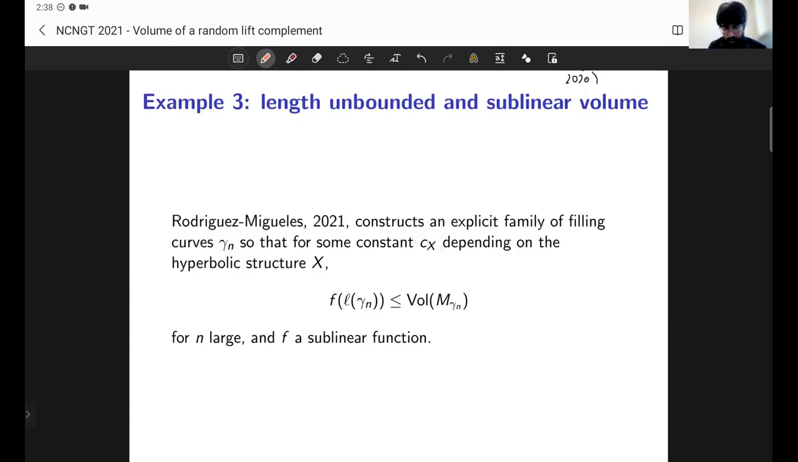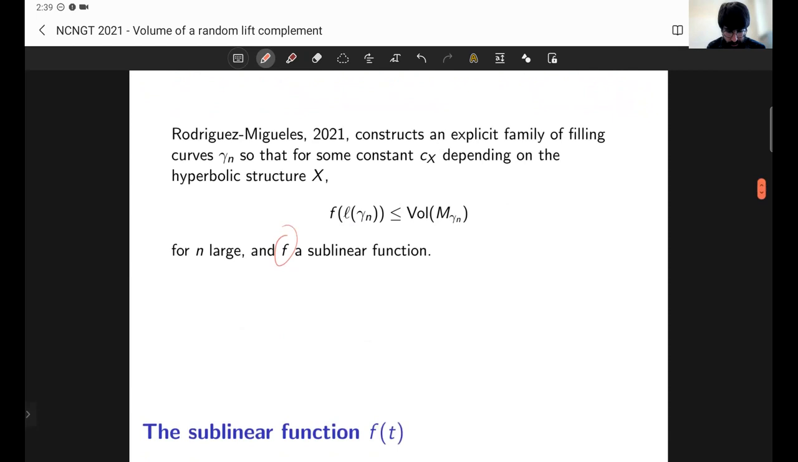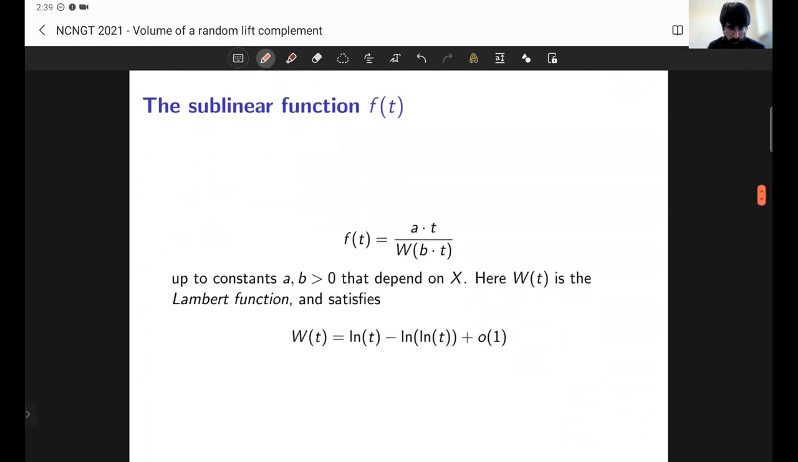What he can show is that for some constant that depends on the hyperbolic structure X, he can construct a family of filling curves for which you can give a lower bound in terms of some sublinear function f for its hyperbolic volume. And this sublinear function is the following. It looks like this: it's essentially t over W(t), up to some constants a and b. Here, W(t) is the Lambert function. When you look at its asymptotics as t goes to infinity, it behaves at first order like the logarithm of t, and then at second order as the logarithm of the logarithm of t.